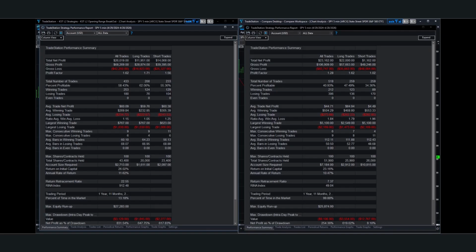To ensure that these results aren't just lucky or curve-fitted, we optimized the strategy on 2 years of historical data, then validated it against 1 year out-of-sample data. The results? Let's take a side-by-side look.